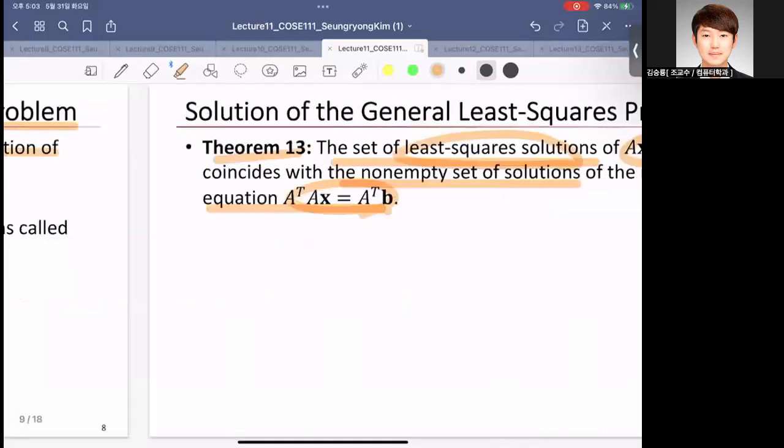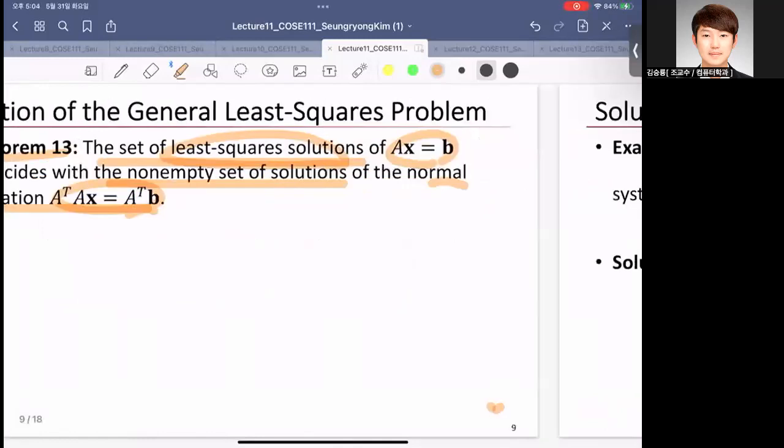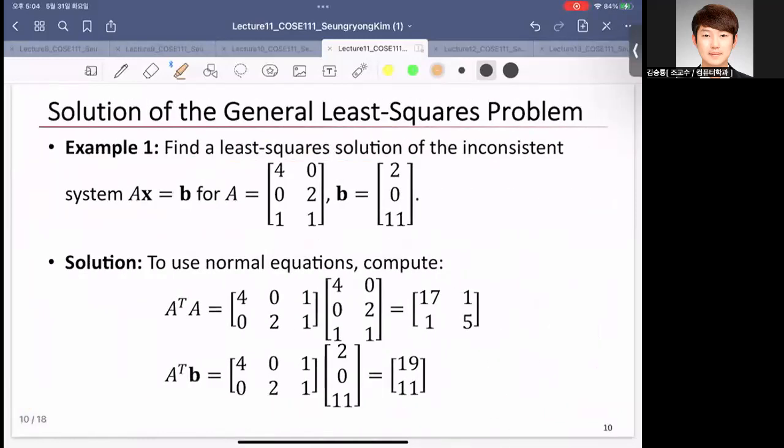All right. So it was theorem 13. The set of least square solutions of Ax equals b coincides with the nonempty set of solutions of the normal equation A^T A x equals A^T b. This is the least square solution. All right. Today, let's see examples for the least square solution.